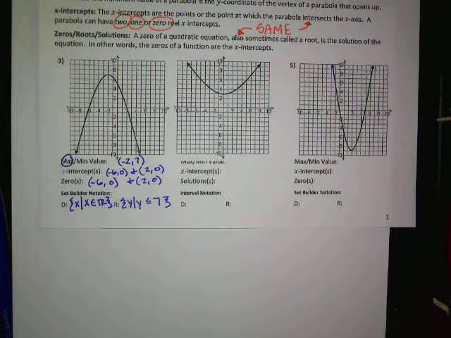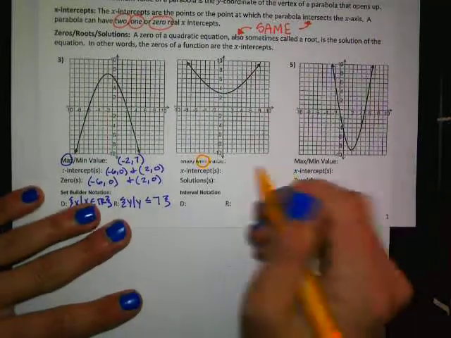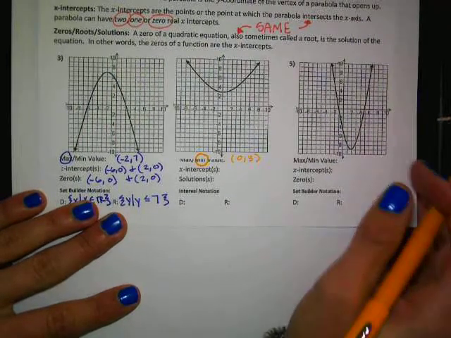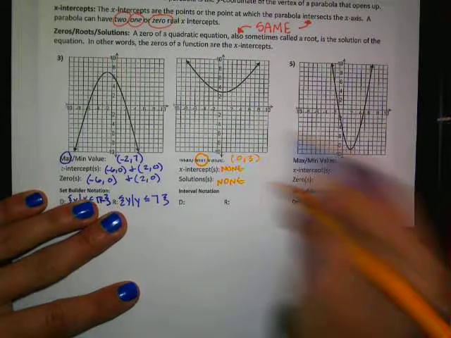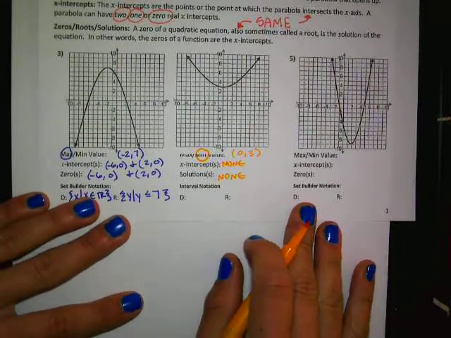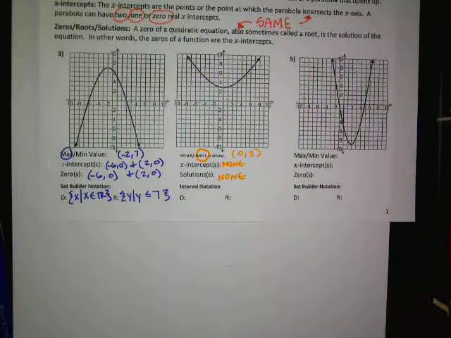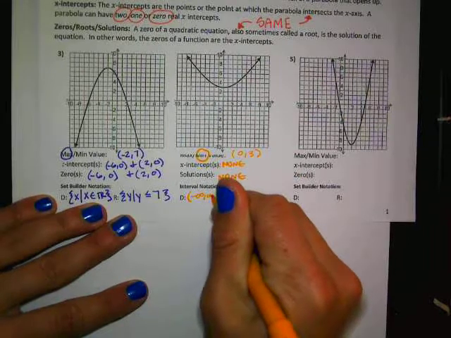All right, so help me do number 4. Is it a max or a min? A minimum. At what point? 0, 3. What are the x-intercepts? None. What are the solutions? None. And in interval notation, what's the domain? Intervals with the parentheses. Very good. And then the range?